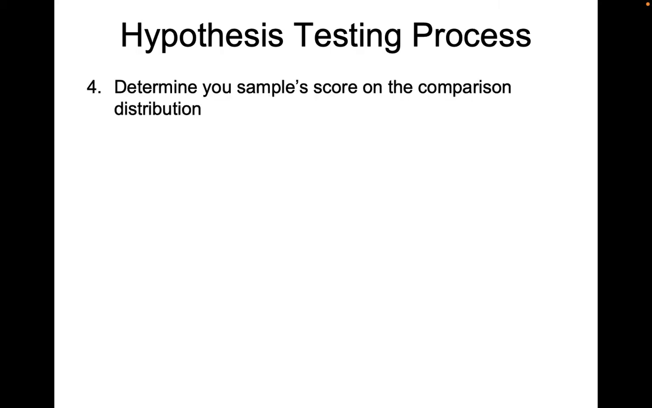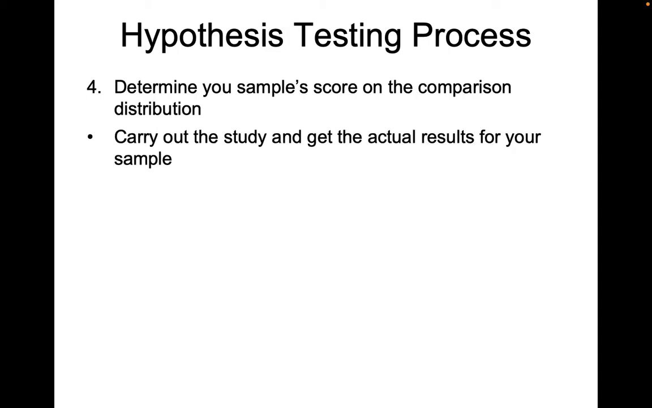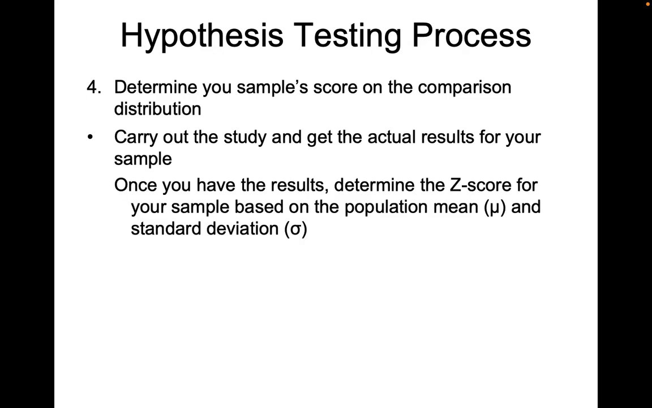All right, the next step is to determine your sample score on the comparison distribution. In practice, this is done by actually carrying out the study and getting the actual results from your sample. Once we have the results from our sample, we figure out the z-score from that sample's raw score based on the population mean and standard deviation.